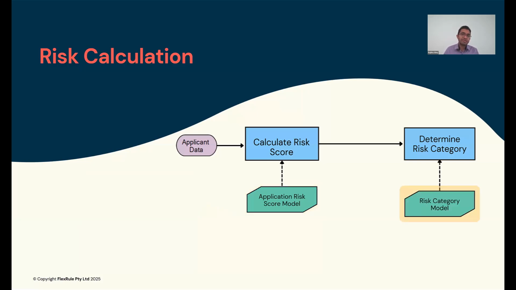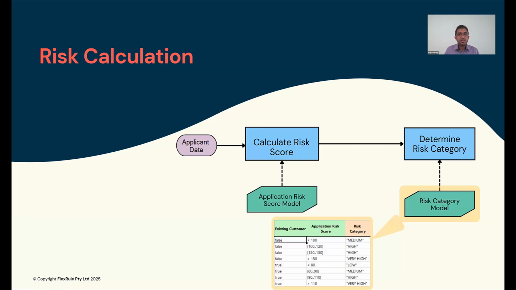Now, similarly for determining risk category, we use the business knowledge again. So the decision will call the business knowledge, which introduces a function, and it runs the decision logic, which implements the decision table like this. That's how you build the high-level decision scenario for this risk calculation.